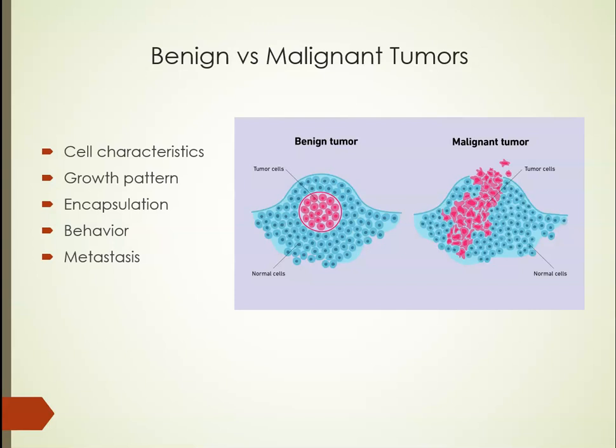For benign tumors, cells closely resemble the normal cells in terms of their structure and function. So here is a benign tumor. You can see that it is round. Their structure and their functions are the same as other cells around them. They tend to grow slowly and they maintain their original organization.